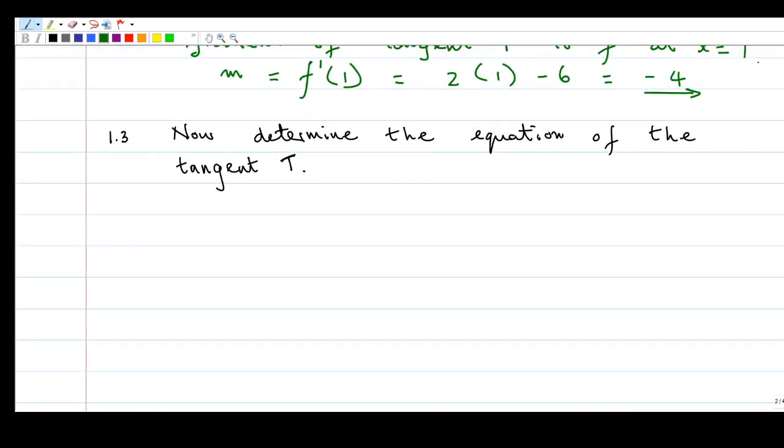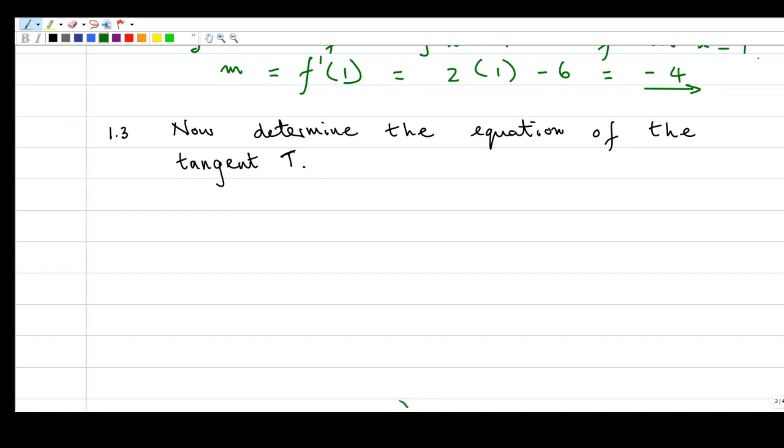Now come to 1.3. Now determine the equation of the tangent capital T, right? Now, if you visualize what's happening over here, we know that f of x, the rule is x squared minus 6x, right? So your f really is a parabola with the arms pointing upwards.